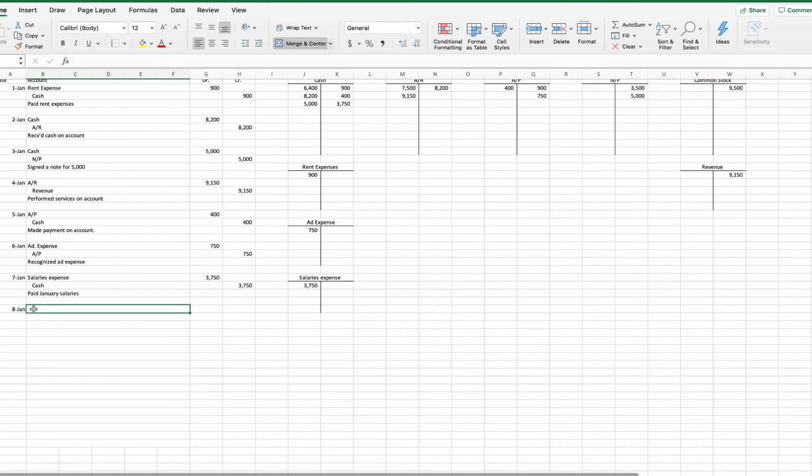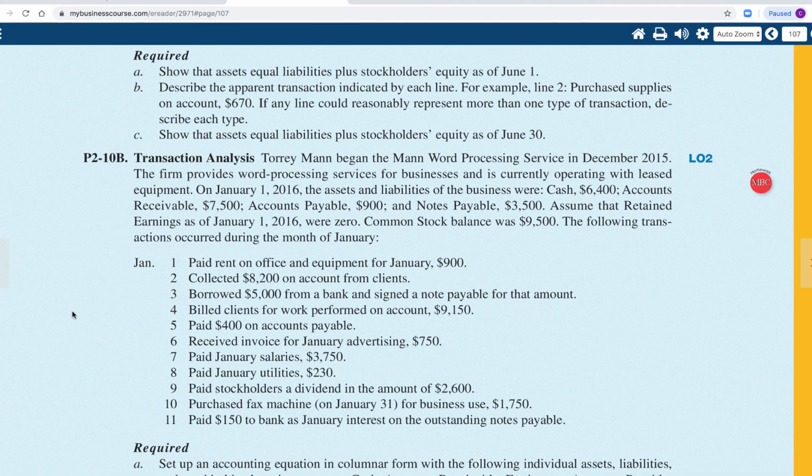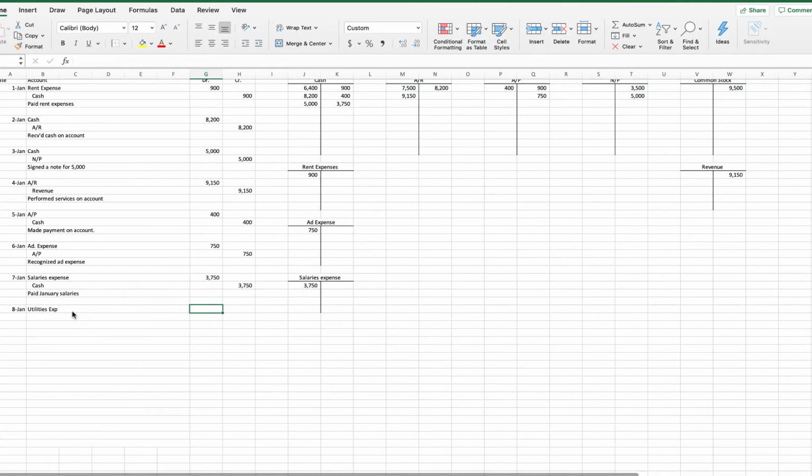So first thing I'm going to do is type in my utilities expense for how much? 230 bucks. I'm going to credit my cash. Remember, credits always go second. Make sure you indent your credits for 230. Now I just need to post these, right?